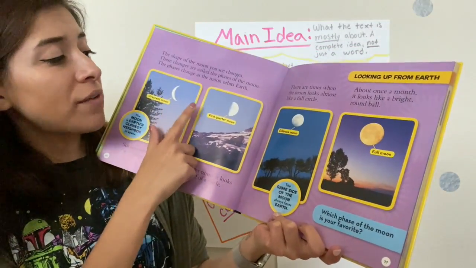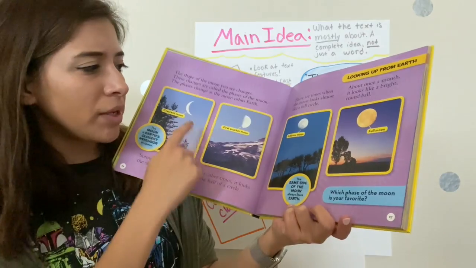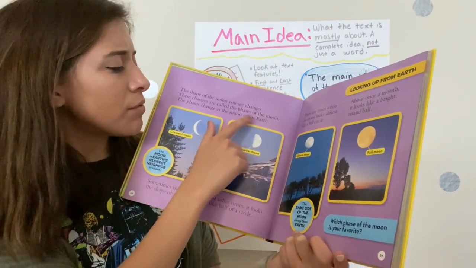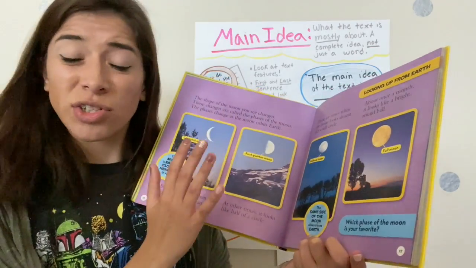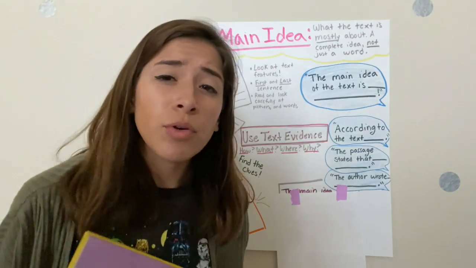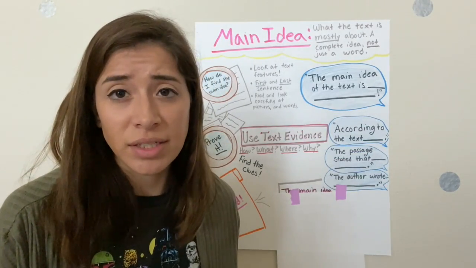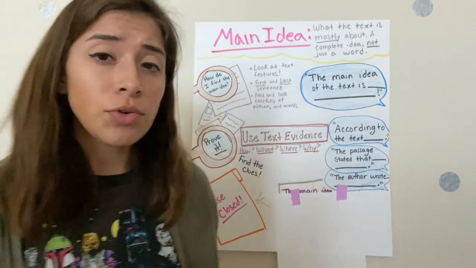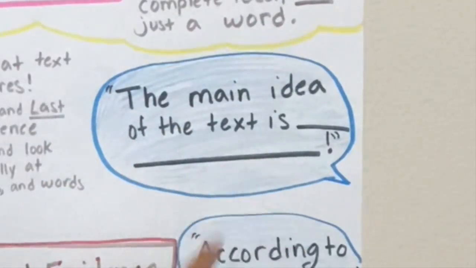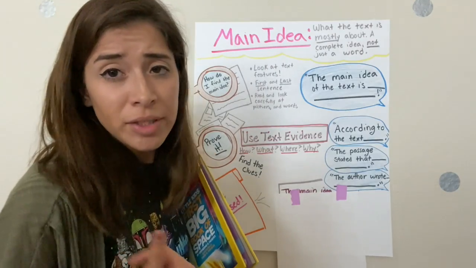After looking at the photographs of the changing moon, and after describing each one of these changes, and it talks about what different phases of the moon are and what these changes we see in the sky are, I think the main idea is phases of the moon. Remember, when you're building your main idea, you can't just say phases of the moon. That's not a complete idea. You need a complete sentence. So to do that, we can use our sentence stem right over here. The main idea of the text is phases of the moon. Beautiful. We are on our way to building our case.